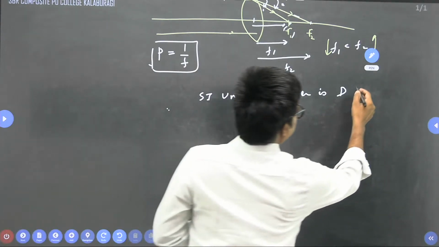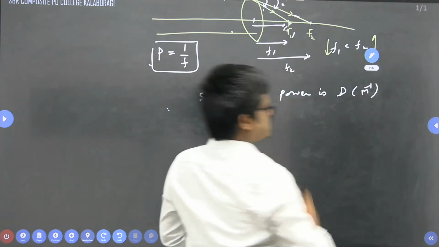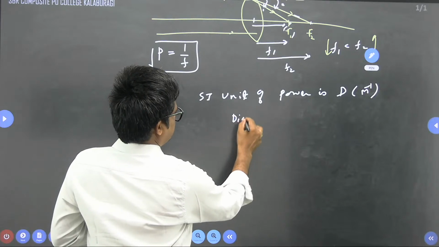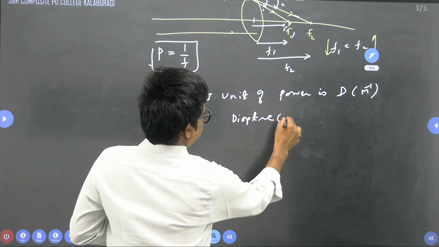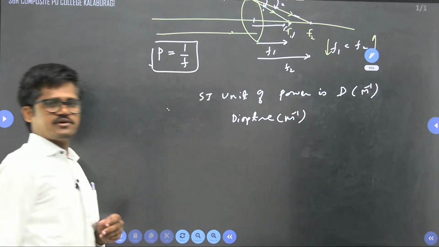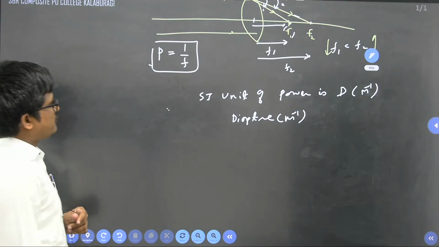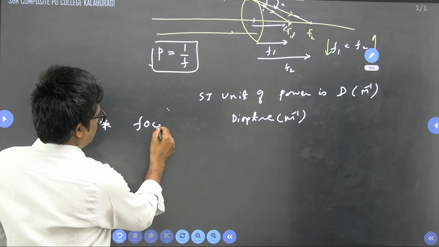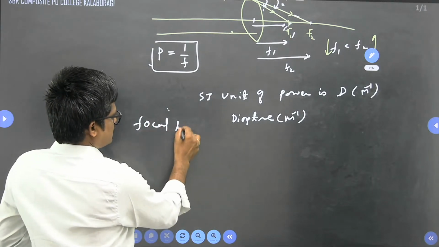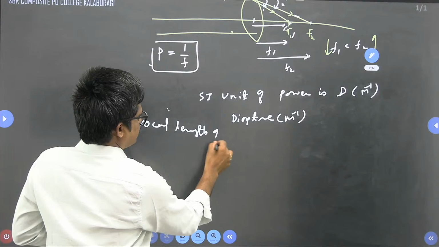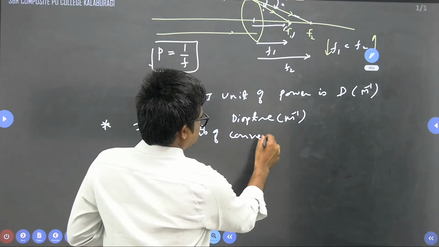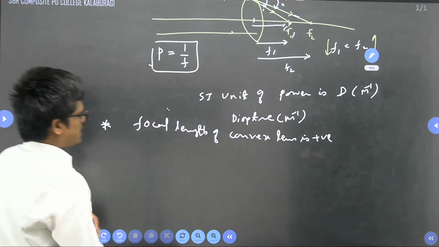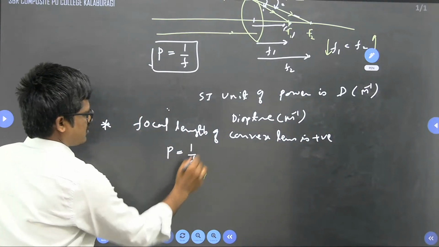Diopter is also called per meter, right or not? Okay, diopter per meter. Now, for focal length, we know it. Focal length of a convex lens is positive, no? As power is equal to 1 by f, no?